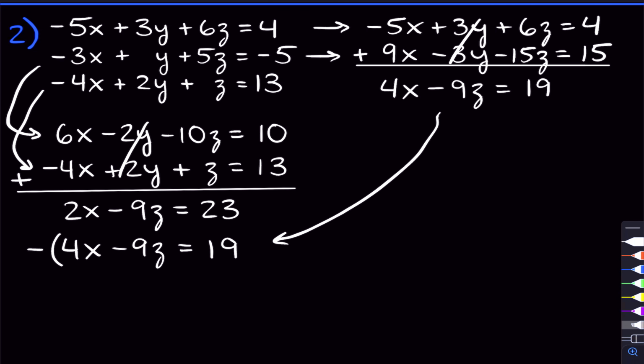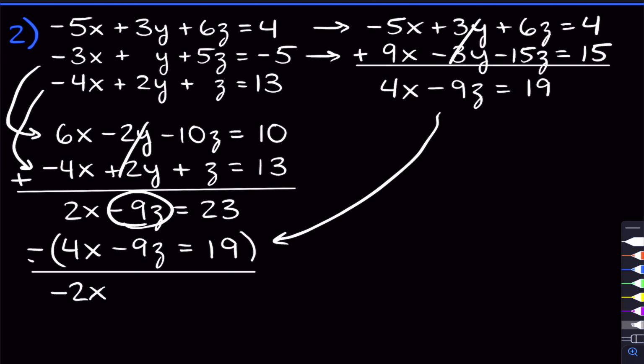So let's do that. Again, I just like subtracting them because I think it's a bit faster than multiplying both sides by -1 and then going through and adding the two equations. So first we have 2x minus a 4x, that's -2x.